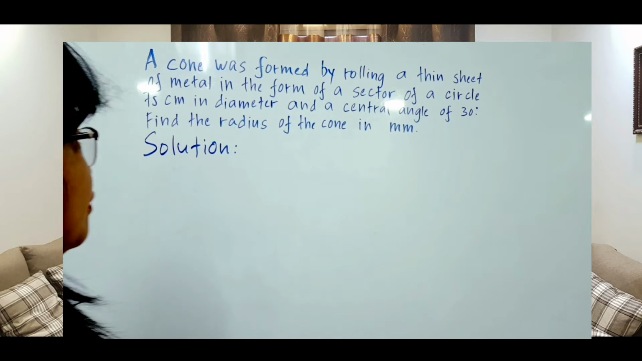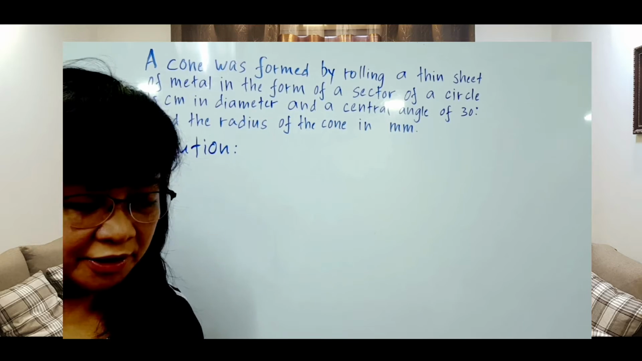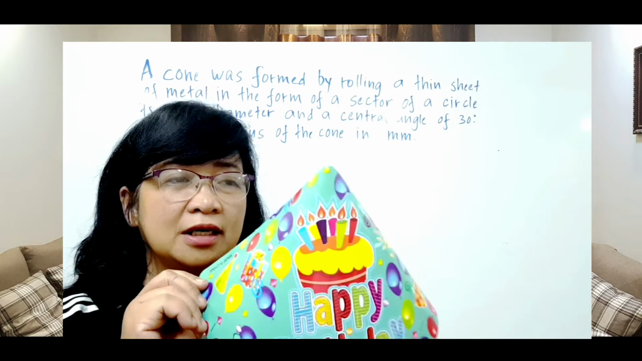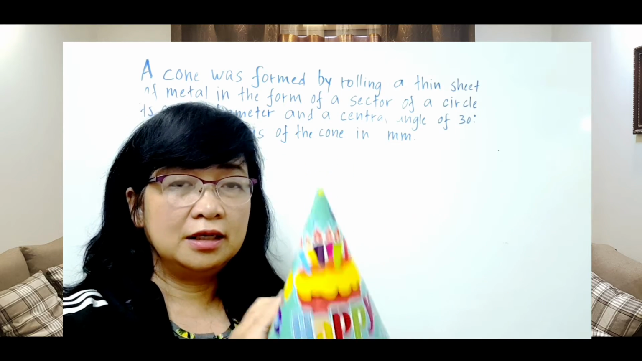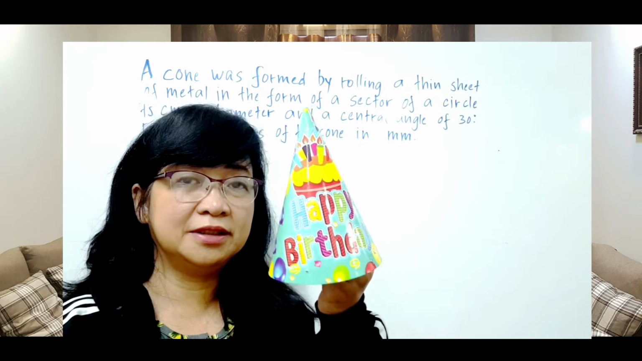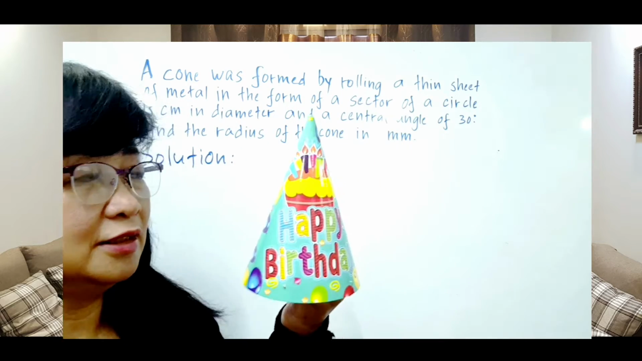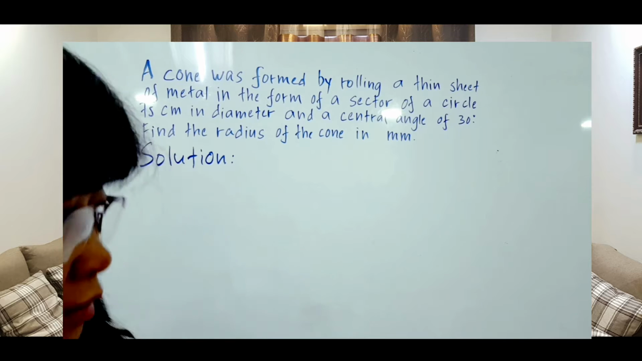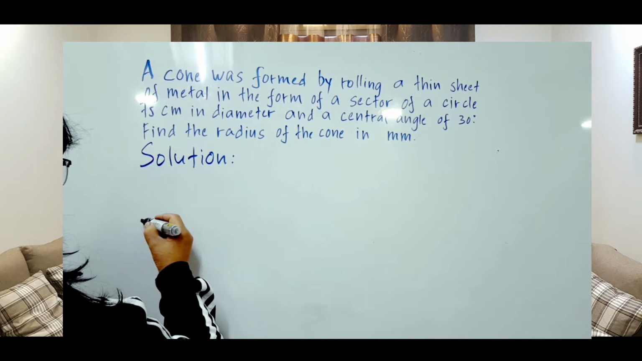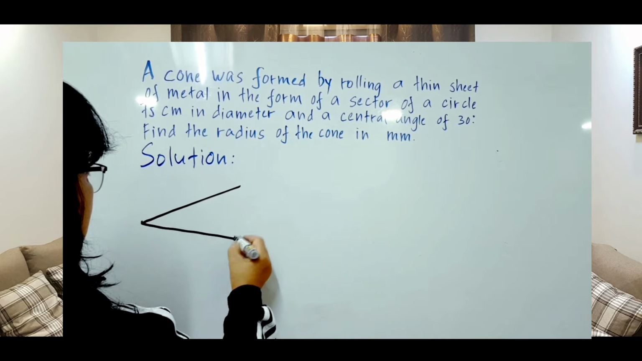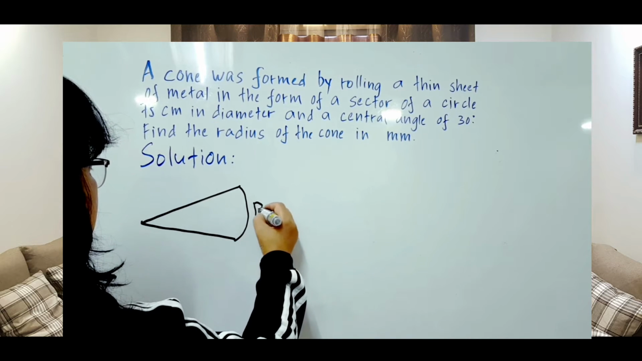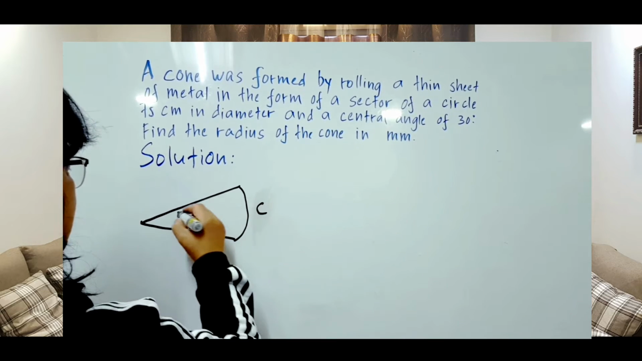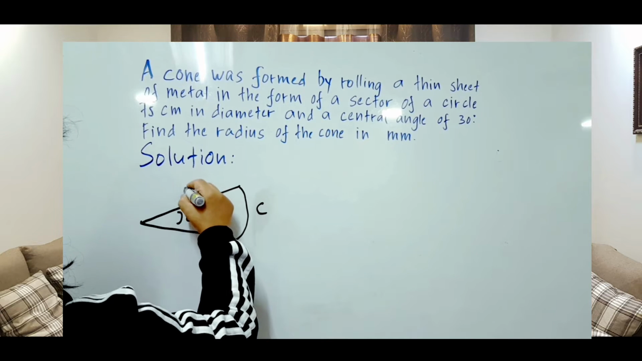Now, of course, a cone was formed by rolling a thin sheet. For example, if this is a thin sheet and it is formed into a conical shape, it becomes like a sector of a circle. Looking at the front side, it becomes like the sector of a circle. Now, drawing the rough sketch of a sector of a circle, this is the arc length, this is the theta, the angle, and this is the radius.